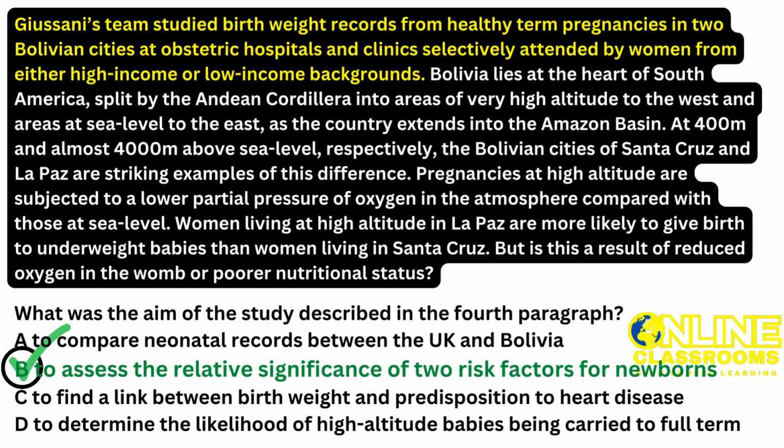Pregnancies at high altitude are subjected to a lower partial pressure of oxygen in the atmosphere compared with those at sea level. Women living at high altitude in La Paz are more likely to give birth to underweight babies than women living in Santa Cruz. But is this a result of reduced oxygen in the womb or poor nutritional status? So, you should have understood that the study aims at finding the relative importance of 2 risk factors for newborns. Therefore, option B is the correct answer.